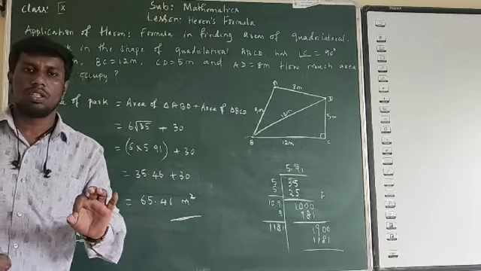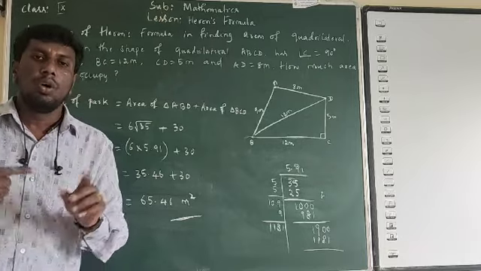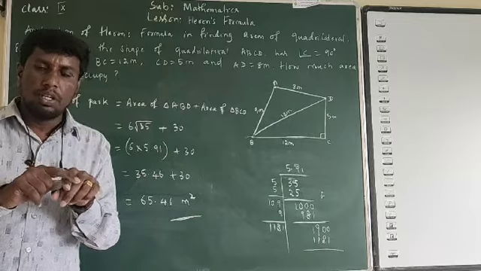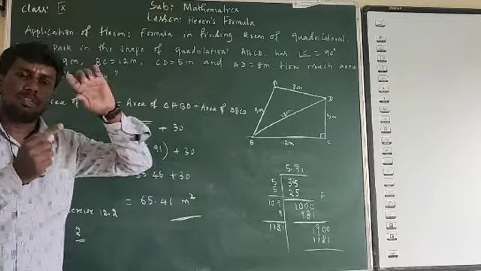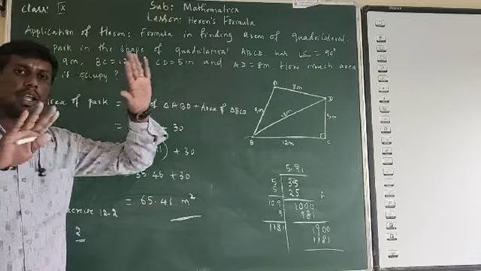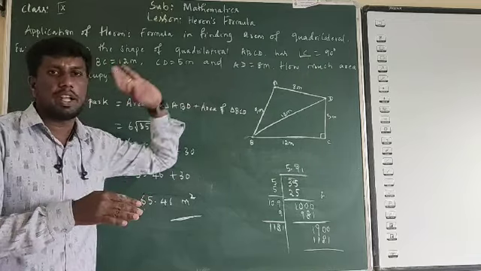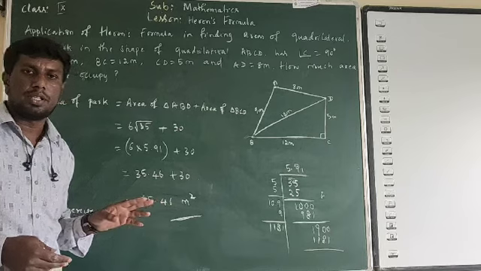Very, very simple question. Everything they have given in the data. The only thing is you should draw the diagram. After drawing the diagram, you have to look at the diagram. It will be divided into 2 triangles. Find the area of the 2 triangles by using Heron's formula. Okay, so do that. That is the homework for you.